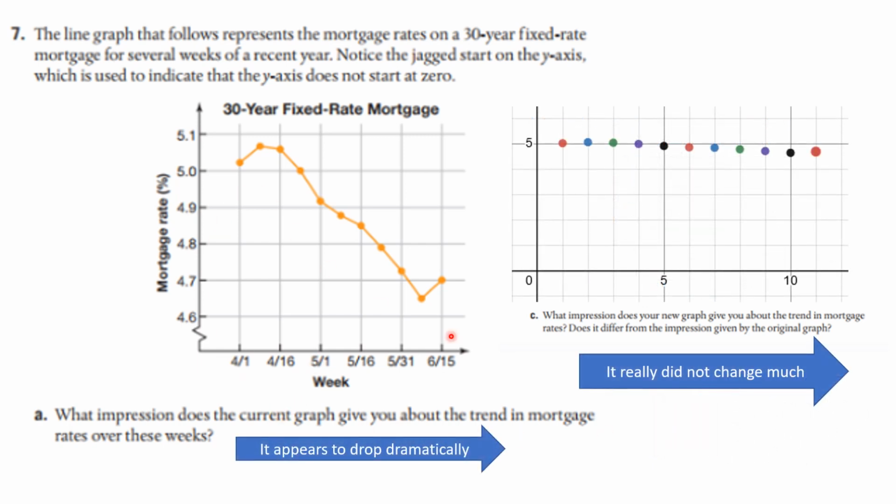Well, here was what you have, and it appears that the mortgage rates drop dramatically, but the scale is misleading. And if you drew the other scale starting at 0 here, you see that they really don't change much at all. It really didn't change very much.